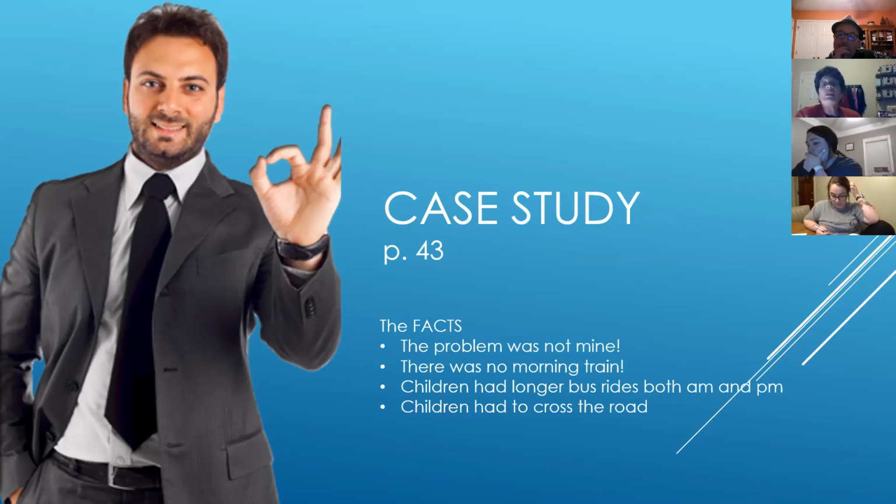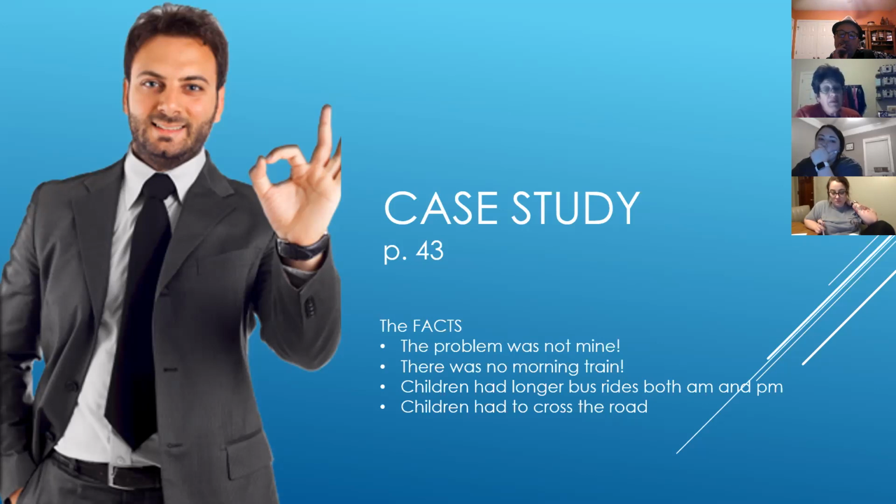First of all, the problem was not the superintendent's to make, because as small as that school district was, it did have a transportation supervisor who was in charge of designing and developing all bus routes, and they all had to be approved by him. Secondly, after thorough investigation, there was no morning train. And thirdly, the children had to ride the bus longer because he only reversed his morning route, so it meant that the children he picked up first in the morning, he dropped off last in the afternoon. So parents were up in arms about that.